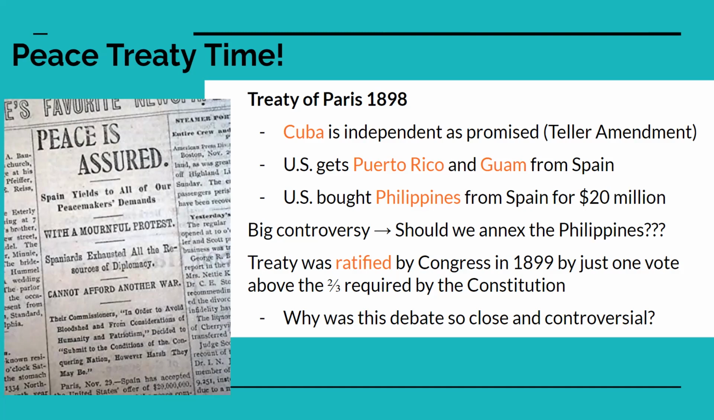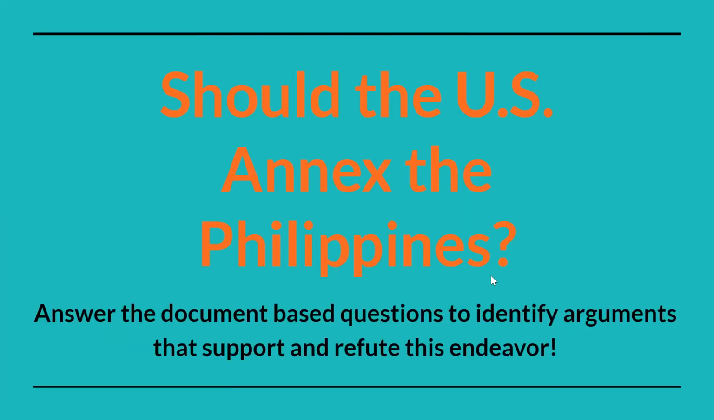So in order for Congress to approve all of this, the annexation of the Philippines is also on the table, so it must be decided. And that treaty was ultimately ratified in 1899 after a long, lengthy debate with just one vote above the two-thirds required by the Constitution in order to do so. So why was the debate so controversial?